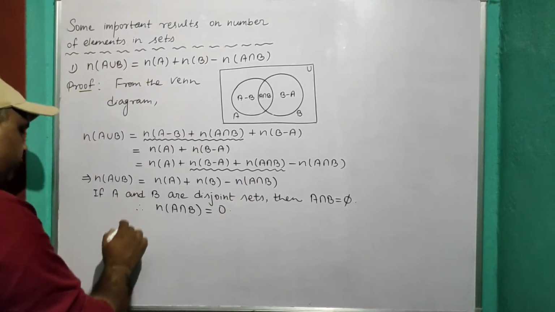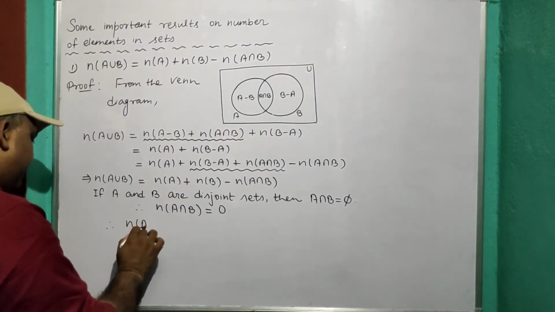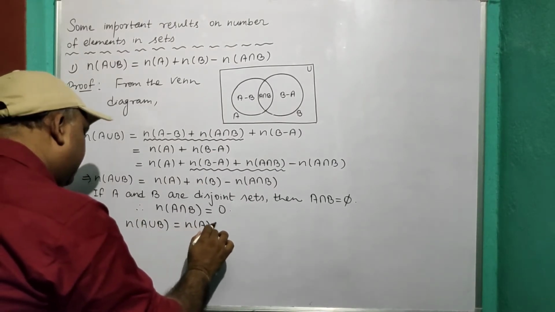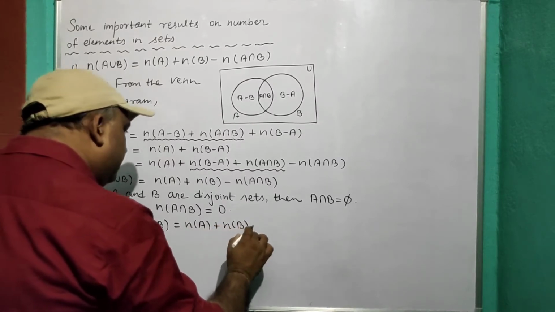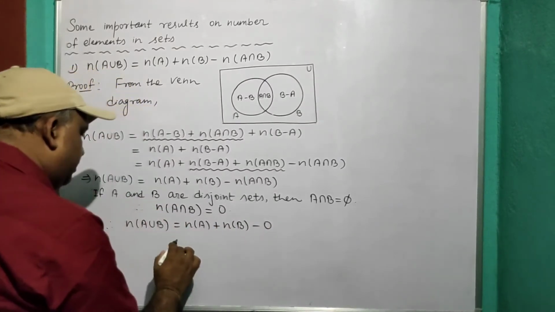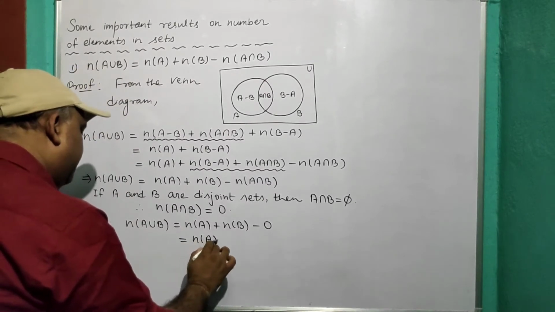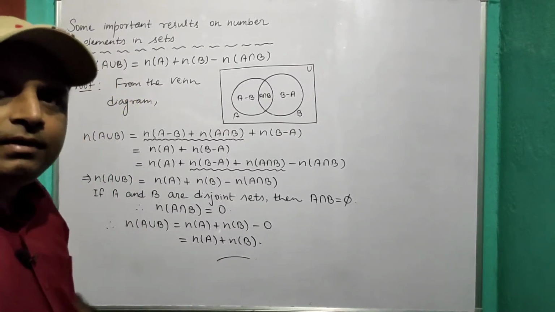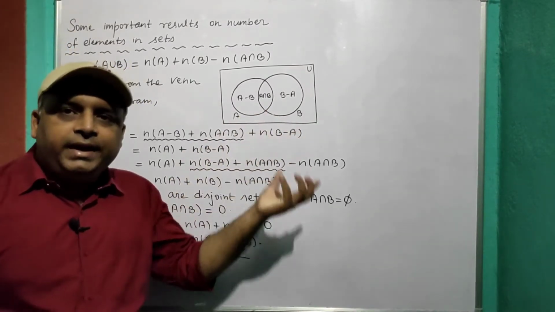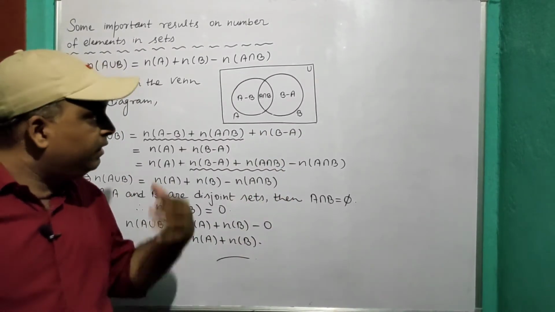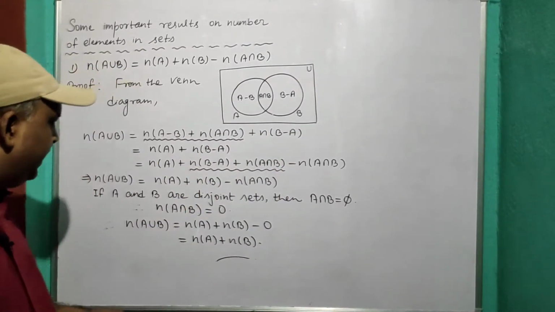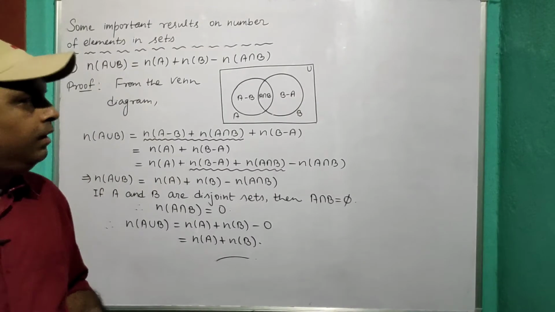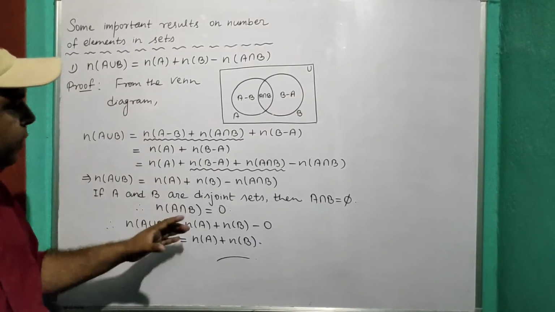So in this case, this term will become 0. So what will be n(A union B)? In this case, you will write n(A union B) as n(A) plus n(B) minus 0, which is equal to n(A) plus n(B). Okay, so this is the case when the sets A and B are disjoint. It means when they are non-intersecting sets. In that case, this n(A union B) becomes n(A) plus n(B). So these two are the main formulae.